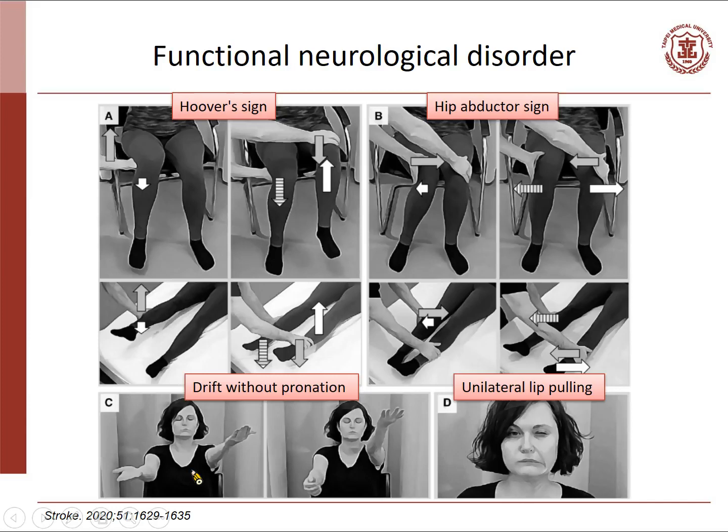And for the face, if the patient says he has a drooping lip on this side, you can observe the platysma muscle. If it's real weakness, you cannot see the platysma muscle contraction. But if this is not a real weakness of his face, when you do this, you can see the platysma muscle contraction. So those are functional neurological signs you may use to differentiate from real abnormality.